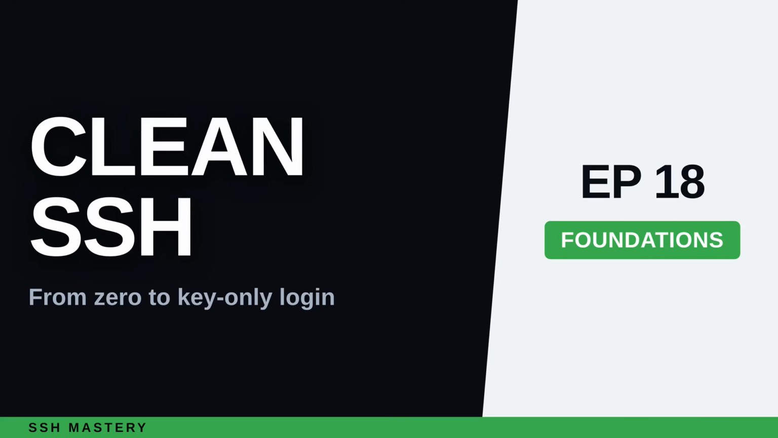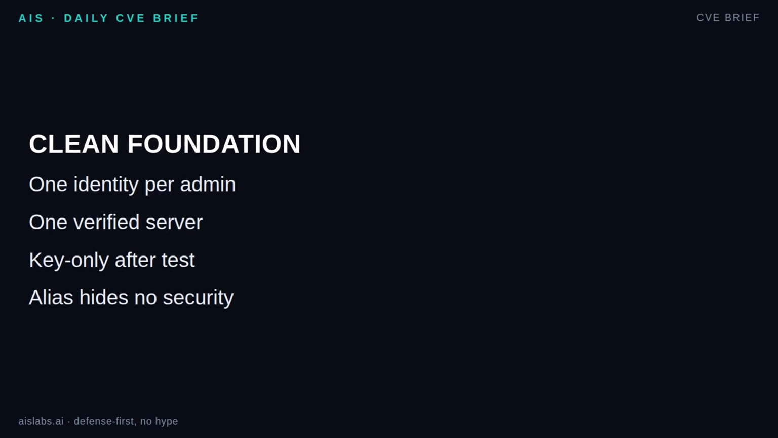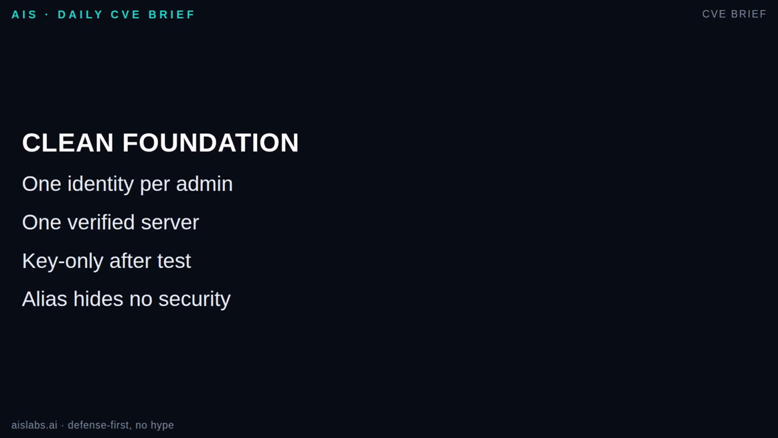One clean path from zero to key-only login, with a verified server identity and a config alias you can live with. A clean SSH setup exists to remove guesswork. The client has an identity, usually a private key protected by a passphrase. The server has its own host key, which proves you are talking to the same machine you expected. Authentication is tested before passwords are disabled. Then an SSH config alias turns a long command into a stable name without weakening anything.